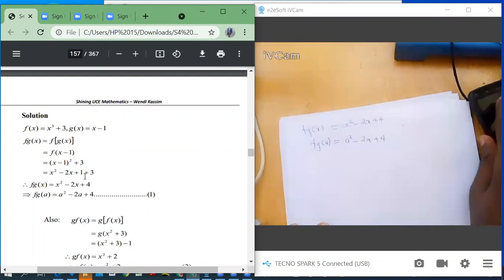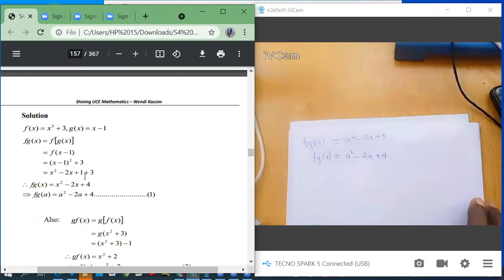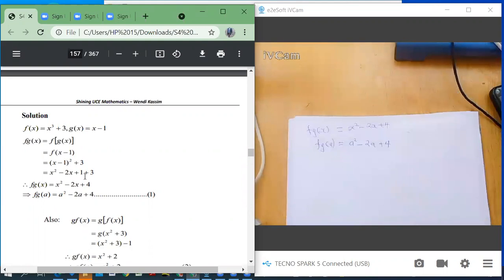Are we together on that? We have got f of x, which is x squared minus 2x plus 4, right? No, I said x cubed? No, members. We made a mistake. It was not supposed to be x squared. It was supposed to be x squared, not x cubed.